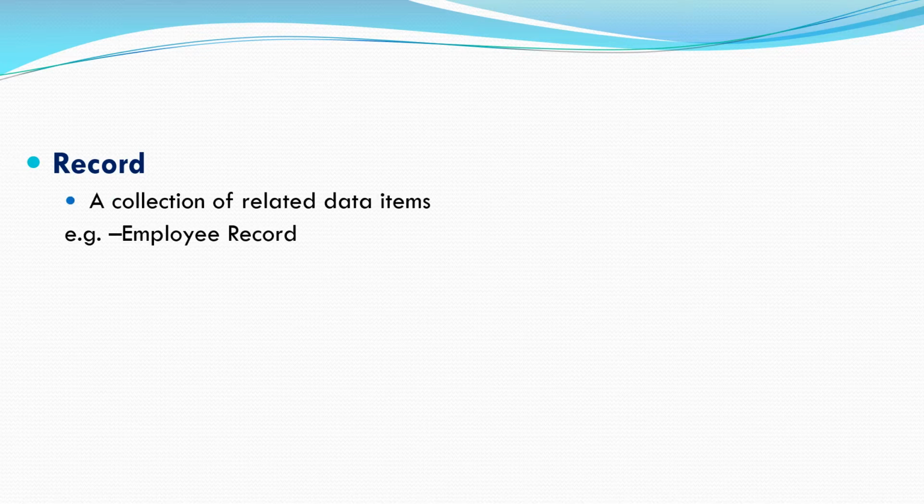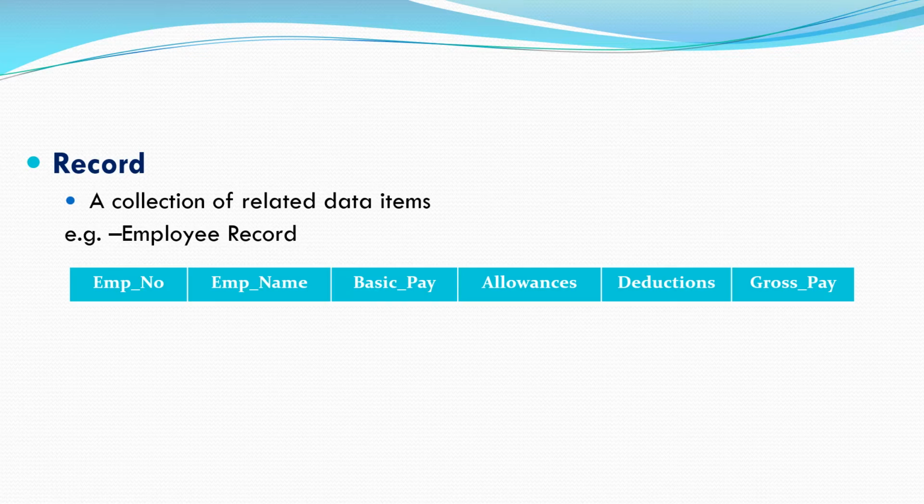Next is record. The basic unit of information for computer and manual file is a record. It is a collection of related data items which forms a record. For example, each employee's record will contain data items such as employee number, employee name, basic pay, allowances, deductions, gross pay, etc.